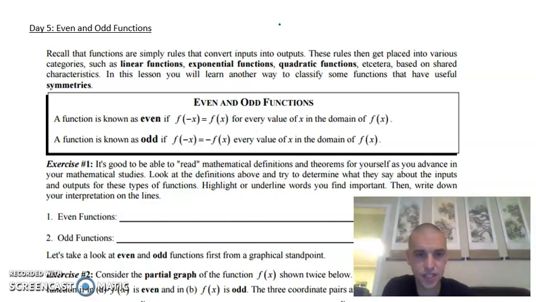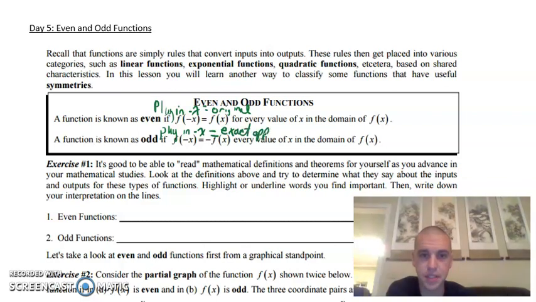So what this is actually saying is we're going to plug in negative x, and if it equals the original, then it's even. If we plug in negative x and it equals the exact opposite, meaning all signs changed, then it's odd.